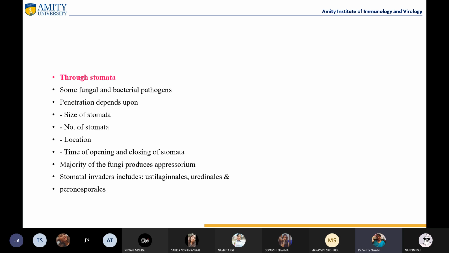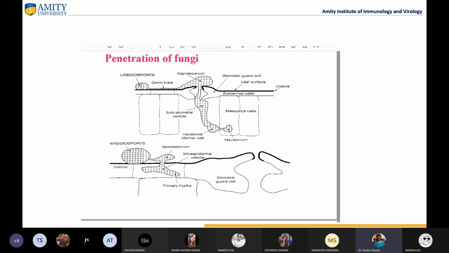Stomatal invaders are fungi which belong to the groups Ustilaginales, Uredinales, and Peronosporales. This group of fungi mostly enter through the stomata. This is again a figure which shows how it penetrates through the stomata. We have a stomatal guard cells opening here. Again, urediospores germinate to form germ tubes. Again, they form an appressorium.